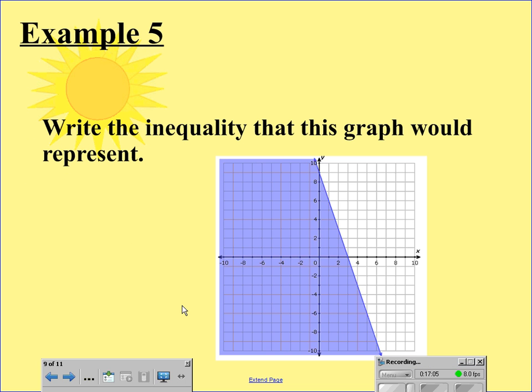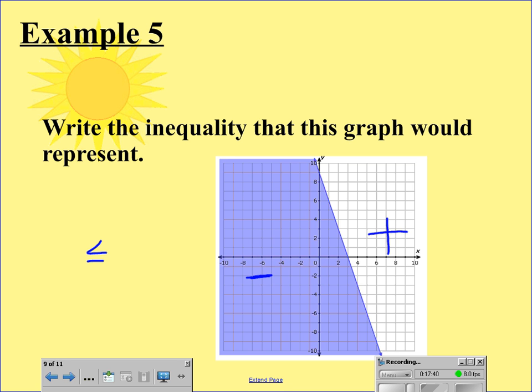So first, let's decide what we're talking about with this graph. If we have a vertical line, the right is above, the left is below. So if we think about this line, it's almost vertical. We're going to have a plus over here on this side and a minus over here on this side. We're shading in the minus, so we're dealing with less than. We have a solid line, so we're dealing with less than or equal to.